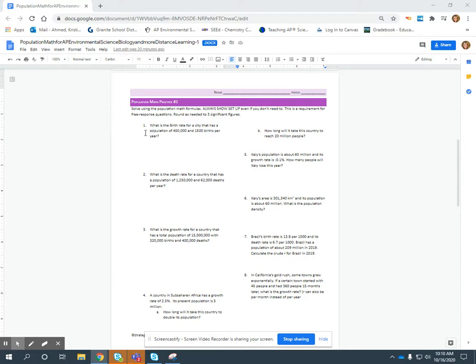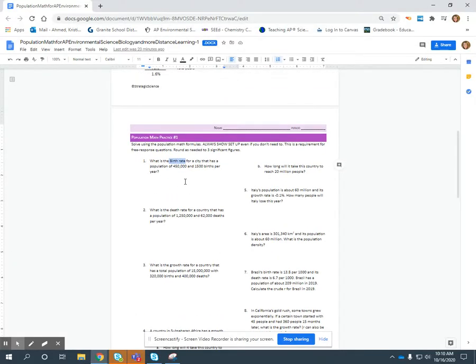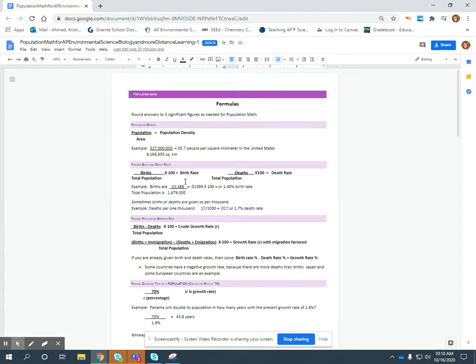Okay, so for example, if we look at number one, it says, what is the birth rate for a city that has a population of 450,000 and 1,500 births per year? So again, what I'm trying to calculate here is the birth rate. So let's go up and look at the formula for birth rate.